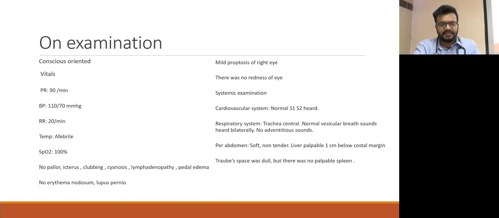On systemic examination, the cardiovascular system and respiratory system were normal, and the per abdominal examination showed a mild palpable liver 1 centimeter below the costal margin. Percussion was dull, but there was no palpable spleen as such.